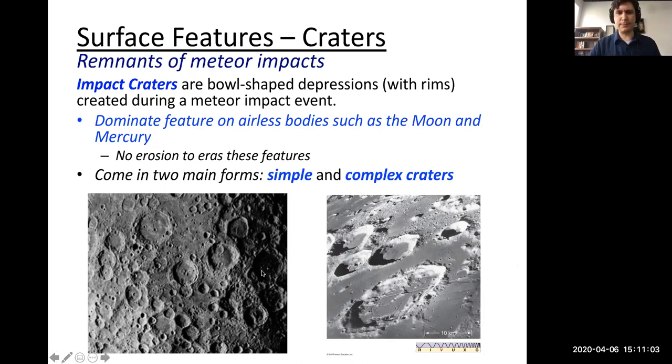So here you can see impact craters, and these are going to be the dominant feature we see on every airless body in the solar system that has no sort of geology going on, so no forms of erosion. So this is also going to be the dominant thing that we see on Mercury as well. And craters come in two different kinds, simple and complex craters, and this depends on the size of the impactor, whether you're hitting it with, say, something the size of a golf ball, or something much, much, much larger.